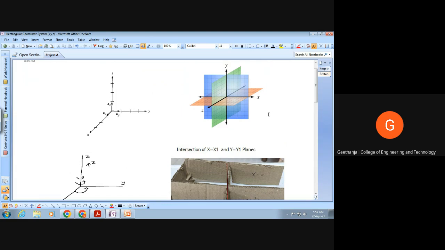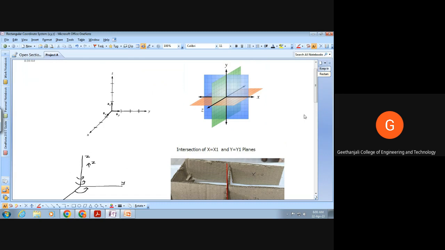If you look at this one, x is equal to constant. So here, the green plane is basically the yz plane. Similarly, y is equal to constant, the orange one, and z is equal to constant, that is the xy plane, the blue one. And one can see with the naked eye that all these three are mutually perpendicular to one another. And in fact, we are going to observe that the intersection of all these three mutually perpendicular planes defines a point.